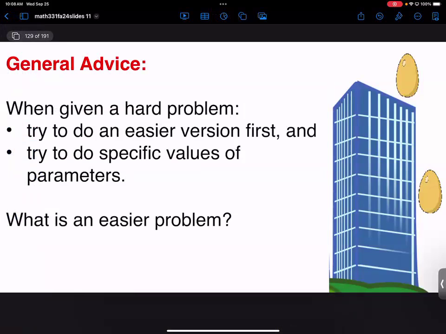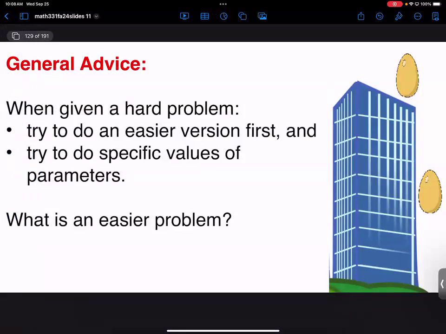All right, so whenever you're given a hard problem, general advice is to try to find an easier problem first. Typically, they don't give you the easy problem. They just start you off with something hard. So can we do a specific set of parameters? Can we simplify something? What do you think might be an easier problem to do with 2 eggs and n floors?